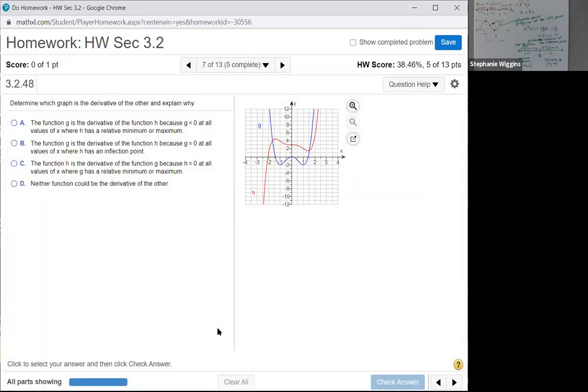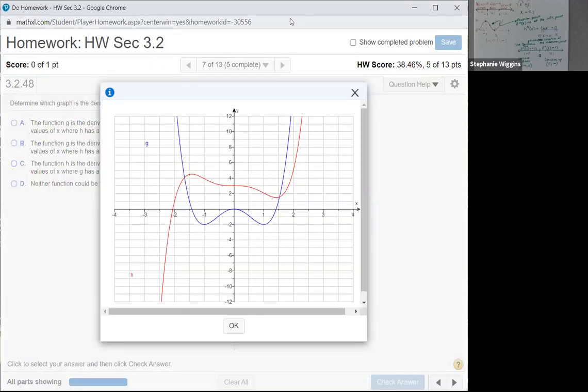This one is very tricky. This problem, the math department put this one in here. The question is, is the blue one the derivative of the red one, or is the red one the derivative of the blue one? Okay, that's the question. So let me make sure I got that right.